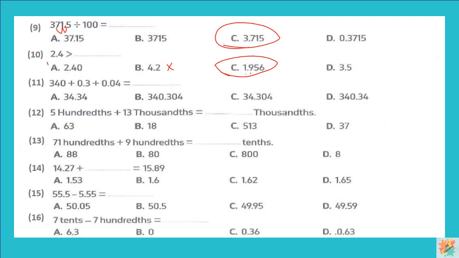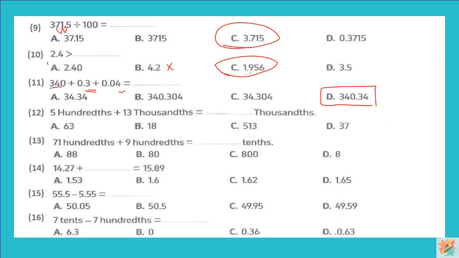The next: 340 plus 0.3 plus 0.4. Well, 0.04: the 4 is in the hundredths and the 3 is in the tenths, so I will find 34 after the decimal point. So this has 34 after the decimal point and before it you have 340.